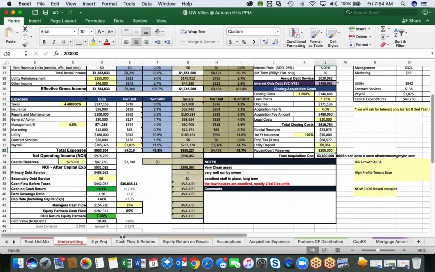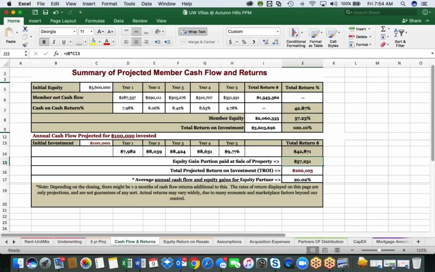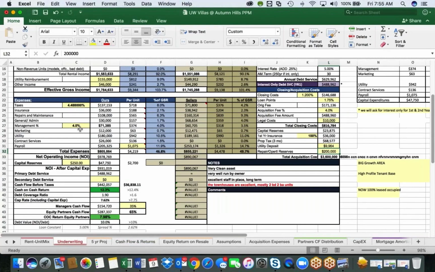But let's go ahead and wrap up this session. Vinny, a few questions. Where do we see the management fee, or what if our management company is third party? Right over here, Elijah. It says management percentage. So if they charge you 5%, you put 5.